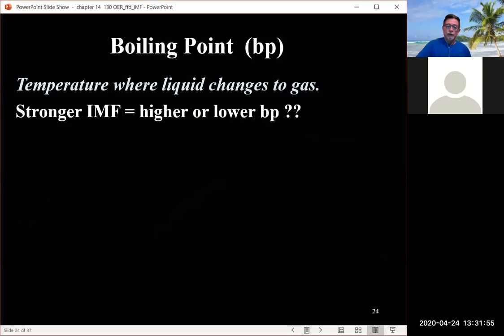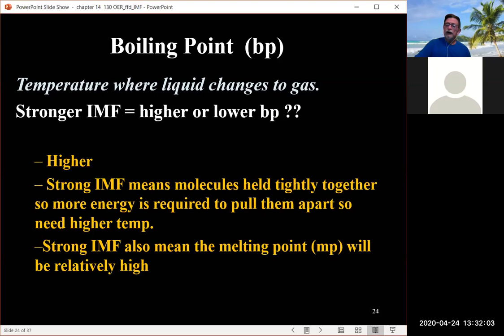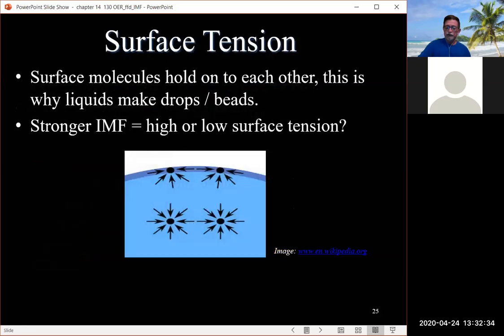Boiling point. If you have a stronger IMF, would one expect a higher or lower boiling point? Well, you will have a higher boiling point because the IMF interactions between molecules are very strong, and it would require more energy to break up that interaction, okay? All right, so also the melting point. That's the temperature at which a solid starts to melt into a liquid. The melting point would also be affected by IMF interactions.